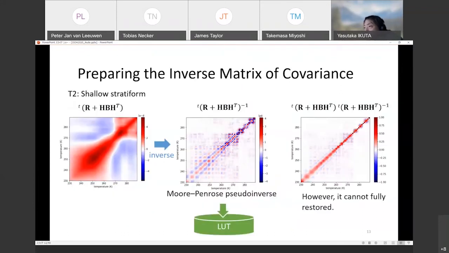The inversion of the covariance is given by the Moore-Penrose inverse matrix. In advance, we store the computed inverse matrix and create the lookup table. The lookup table is used in the nudging. However, this inverse matrix is not perfect and contains a small error. You can see that the error is slightly larger at lower temperature. I believe that this is not a practical problem.